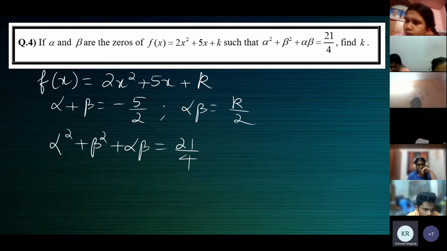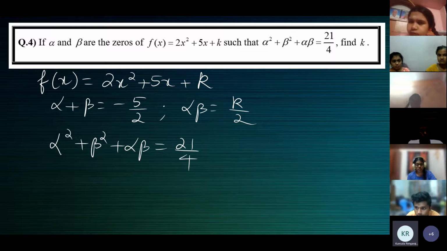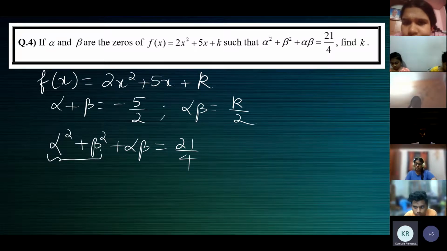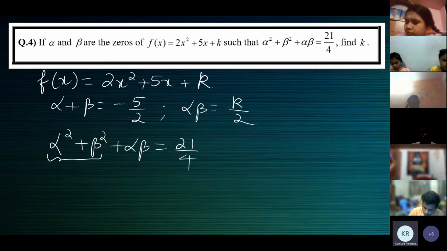See, children, you know the value of alpha plus beta and alpha beta. So you want to write everything you see in terms of alpha plus beta and alpha beta. Can you write alpha square plus beta square? We don't know its value, but we know alpha plus beta and alpha beta. So we try to write alpha square plus beta square in terms of alpha plus beta and alpha beta.